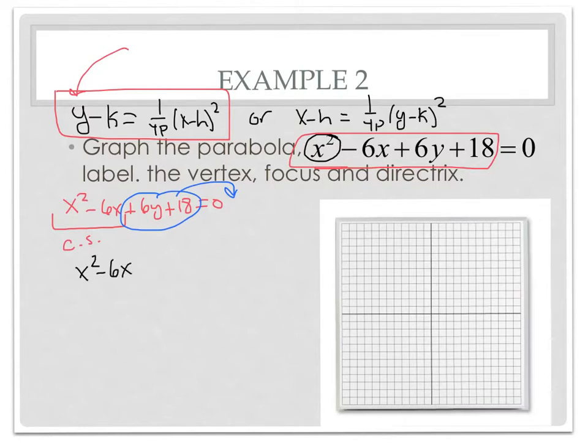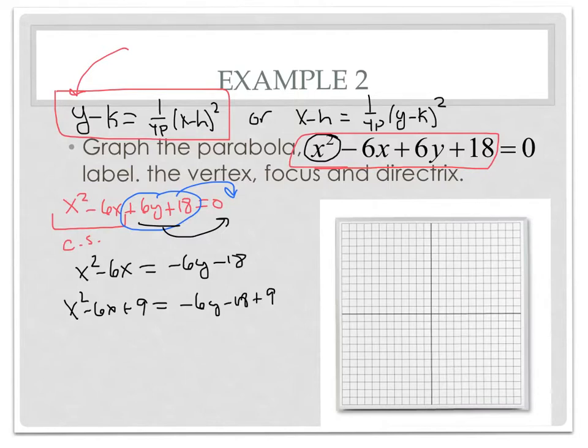So when I move the 6y and the 8 to the other side, everything is going to become opposite. So I have a negative 6y minus 18. I'm going to complete the square here. So I take the middle term, divide it by 2, and square it, which is 9. And I'm going to take that and add it to the other side. I'm going to factor what I have on the left, which is x minus 3 quantity squared, and I'm going to add these two together, and I get a negative 9.